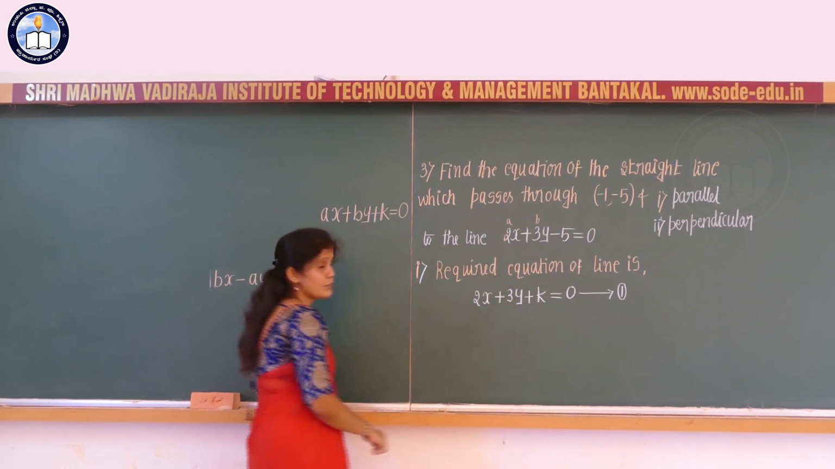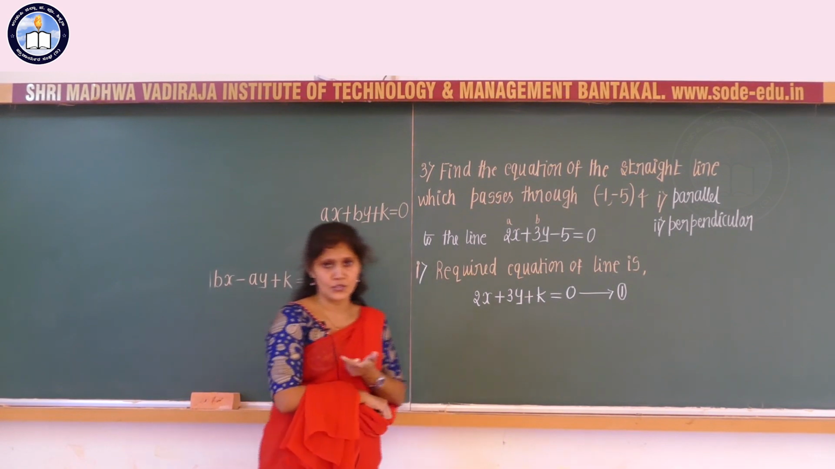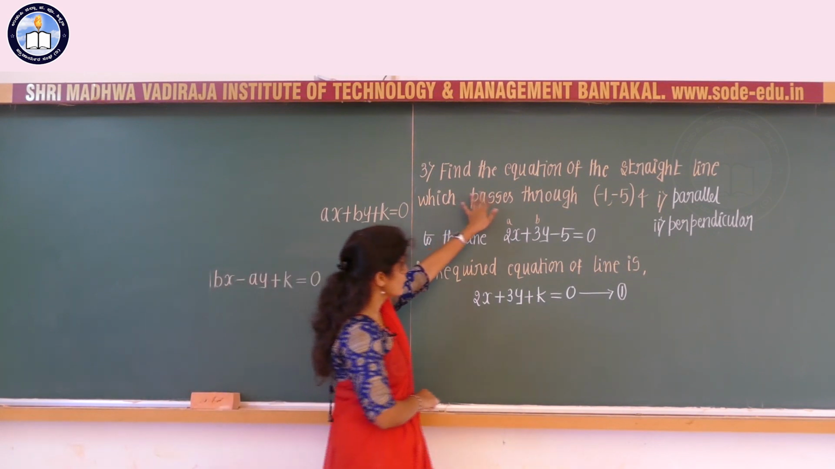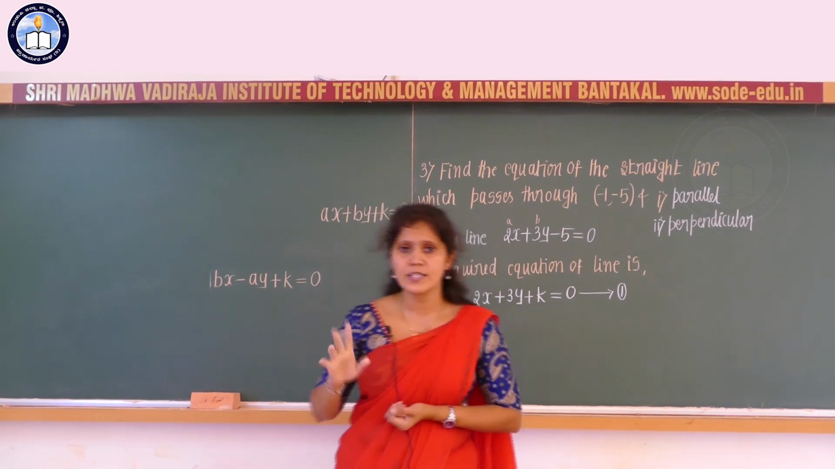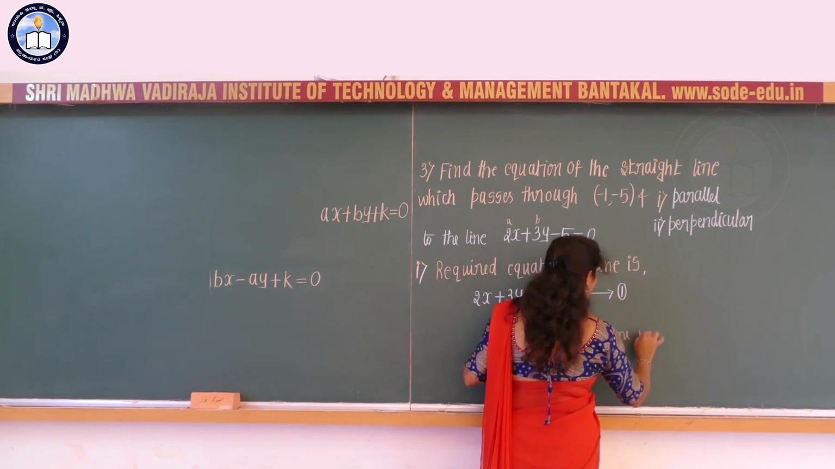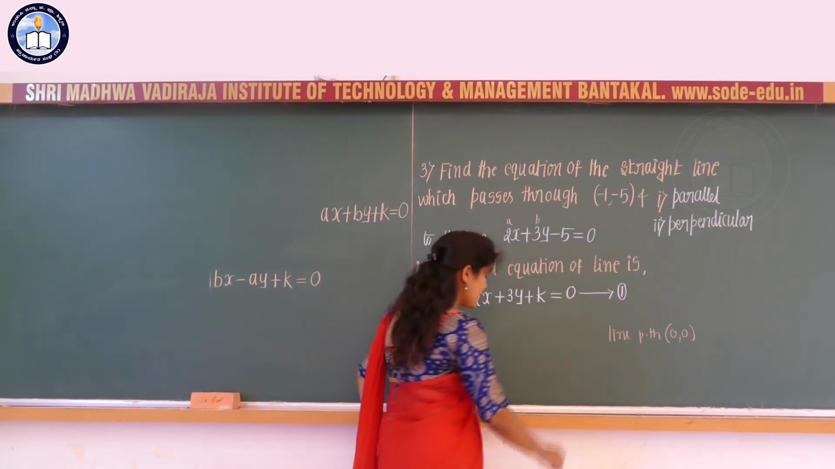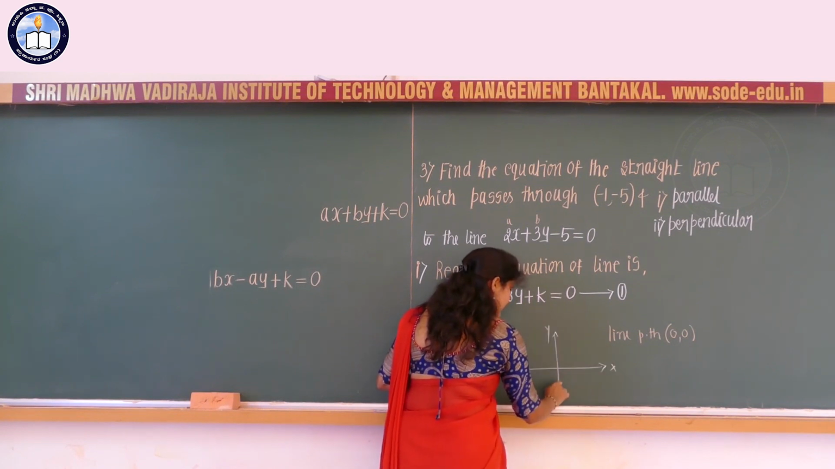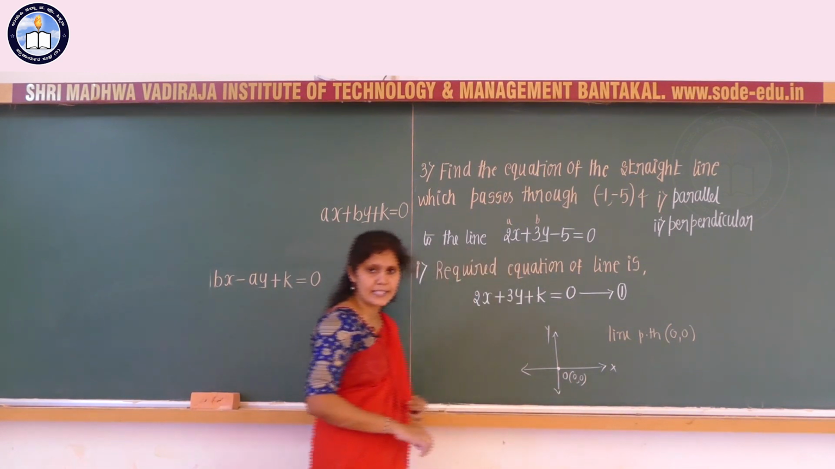Now, in order to find the required equation of the line, you should replace this k by some constant, right? Also, one more piece of data is given in the question: the line passes through one point. What is meant by a line passing through one point? Let me consider what is meant by a line passing through the origin. We have the xy plane, and at the center we have the origin of the Cartesian coordinate system, that is (0, 0).